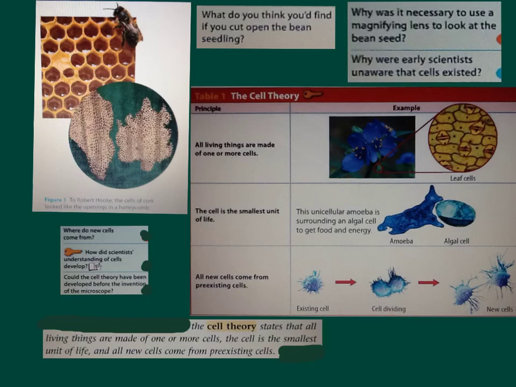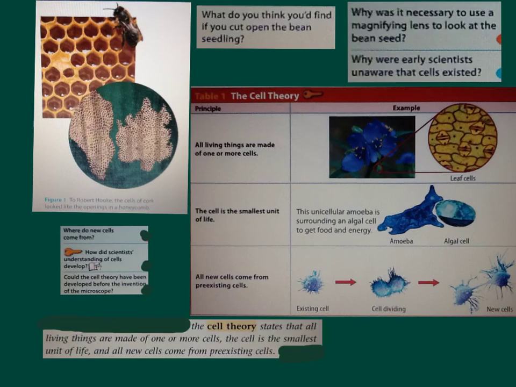The last principle in this cell theory is all new cells come from pre-existing cells. In the example, you have an existing cell that moves on and it divides and comes up with a new cell. The old cell, the new cell. So the theory was all new cells come from pre-existing cells.